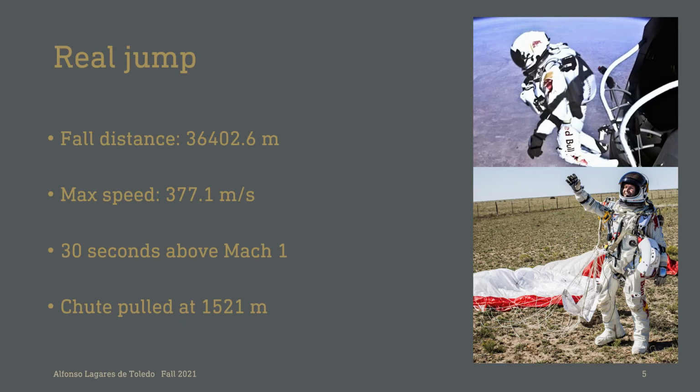I will be trying to model the record-breaking jump performed by Felix Baumgartner and the Red Bull Stratus team. The jump started at a height of 36,402.6 meters and reached a maximum velocity of 377.1 meters per second. Felix was traveling at a supersonic speed for 30 seconds through the flight, and he opened his parachute at 1,521 meters above the ground.